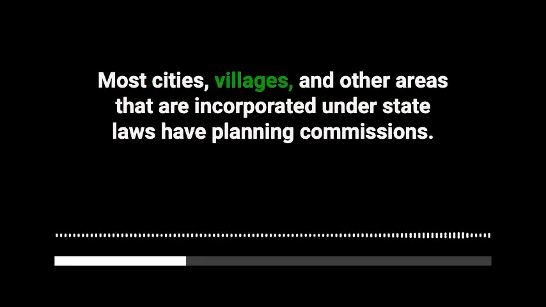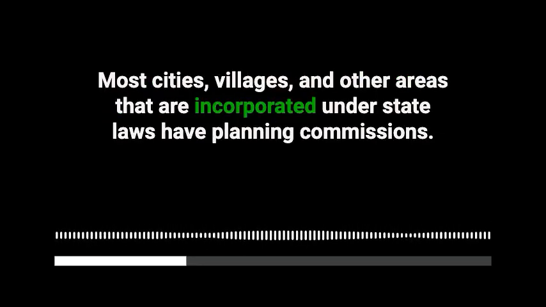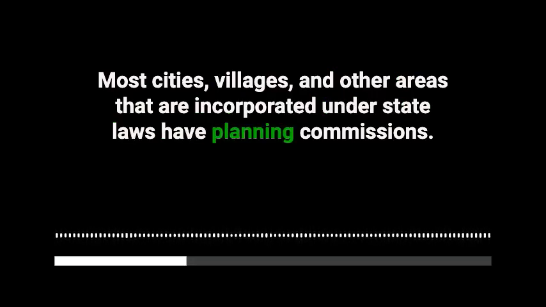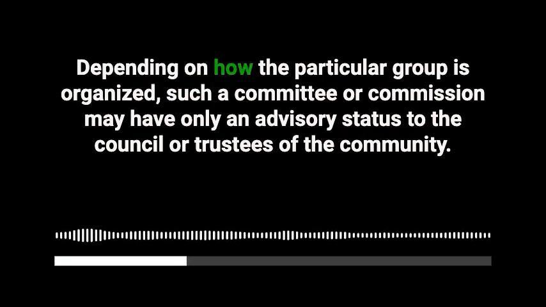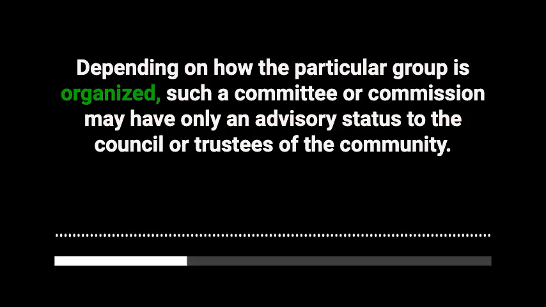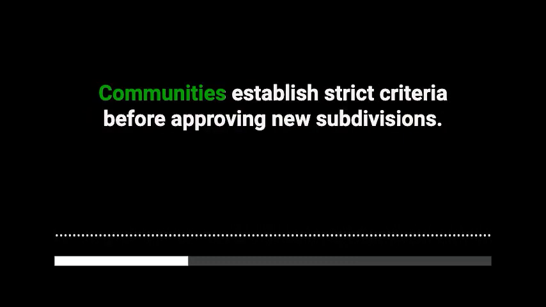Most cities, villages, and other areas that are incorporated under state laws have planning commissions. Depending on how the particular group is organized, such a committee or commission may have only an advisory status to the council or trustees of the community. In other instances, the commission may have authority to approve or disapprove plans. Communities establish strict criteria before approving new subdivisions.